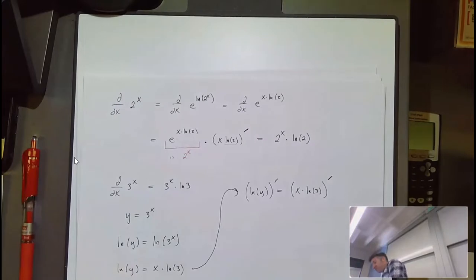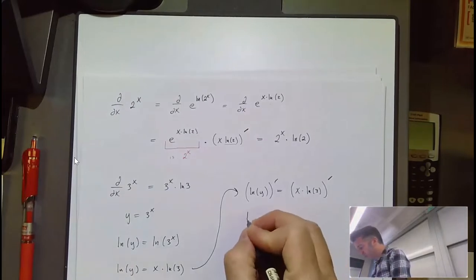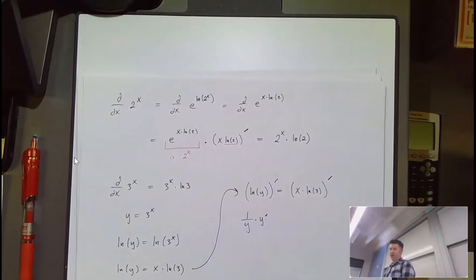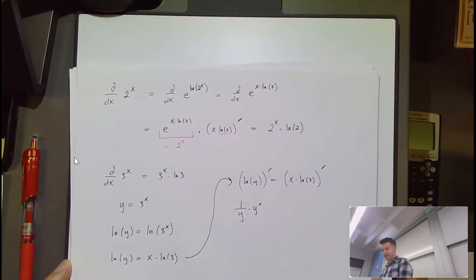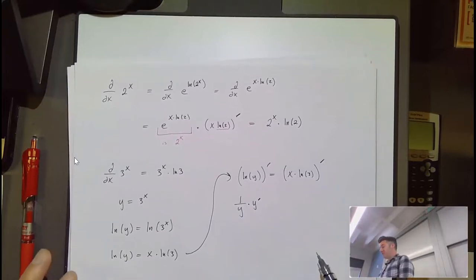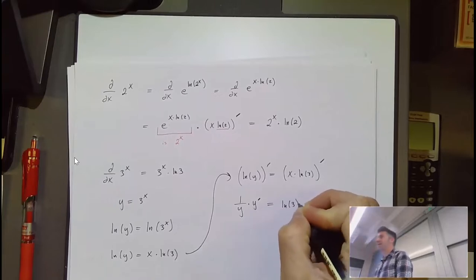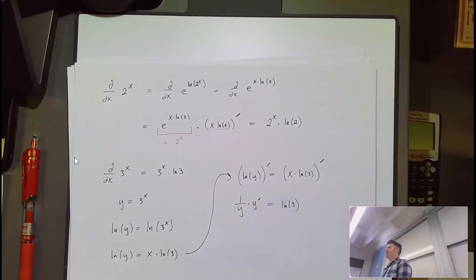Great. So the derivative of the natural log of y is going to be 1 over y times the derivative of y. And here's the same question I just asked you before, coming back at you again. What's the derivative of x times a constant? Just the constant. So the derivative of x times natural log of 3 is just the constant natural log of 3. Everybody's favorite constant, right?